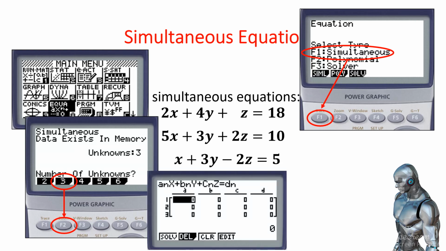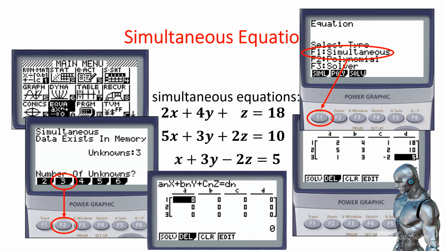And here is where we're going to enter in the three equations. Now be mindful as we enter them in a couple of things. Our first equation, there is a coefficient of 1 by the z, so make sure you enter 2, 4, 1, and 18. The second equation should just be 5, 3, 2, and 10. But for our third equation, the coefficient of x is 1, and don't forget there is a negative 2 for z.